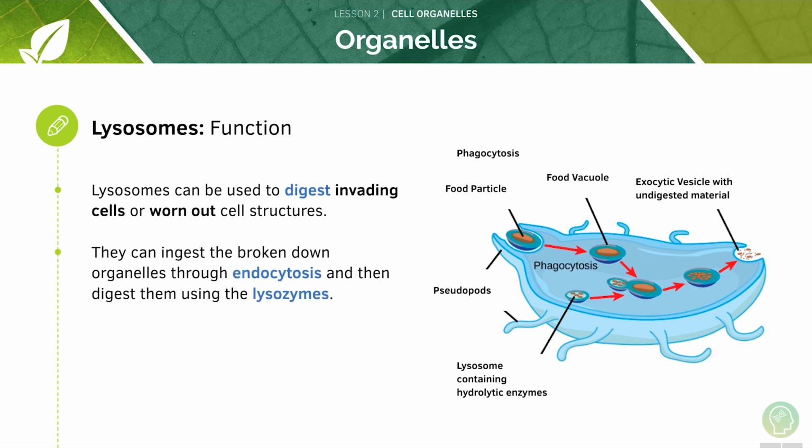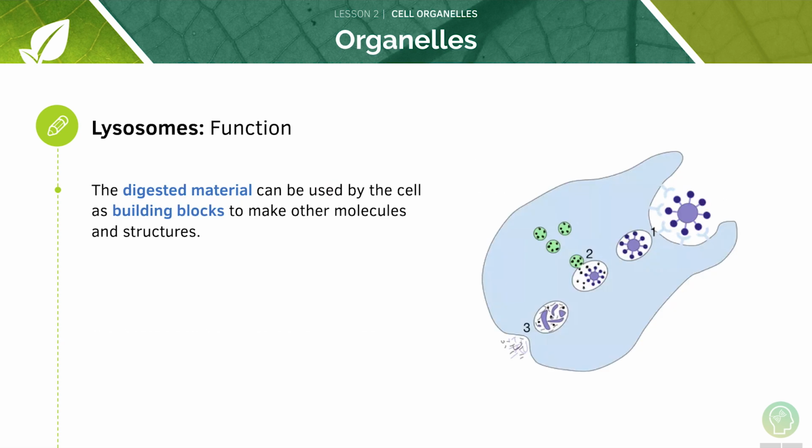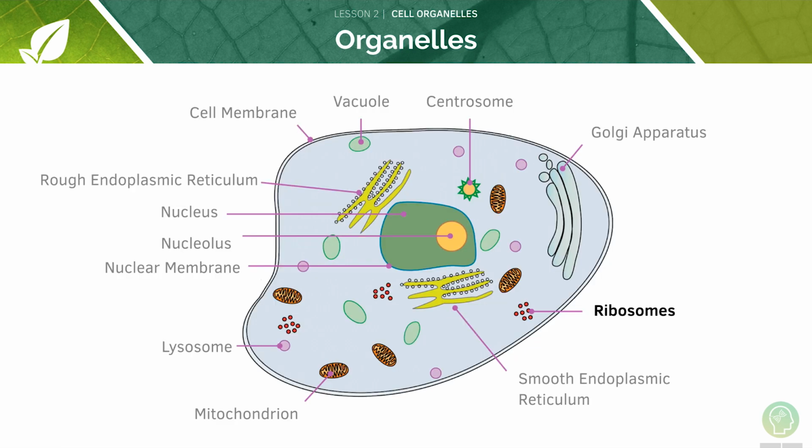They can ingest the broken down organelles through endocytosis and digest them using lysozymes. Lysosomes can do the same thing to invading pathogens, such as bacteria. The digested material can be used by the cell as building blocks to make other molecules and structures. Alternatively, it can be removed from the cell as waste.